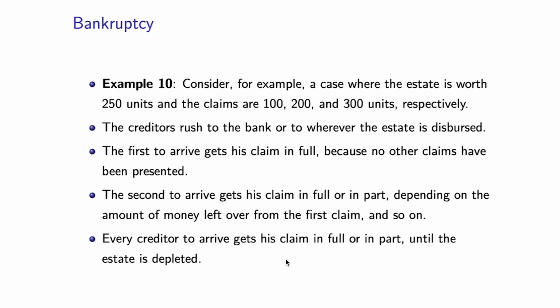They're all going to try and rush to the bank or wherever the worth of the estate is being dispersed. And the first person to arrive is going to get his claim in full. Okay. Because no other claims have been presented. As long as this claim is below the amount of money that is remaining for the value of the estate, this person is going to get the claim in full, right? Whereas after that, the second person is going to arrive. So again, this person, if there is enough money remaining, will get his claim in full. Or if not enough money is remaining, then he will get whatever is the remaining amount of money, right? And we'll keep on going so on. And so every creditor is going to get his claim either in full or in part, depending on the amount of money that is remaining until the estate is depleted, right?